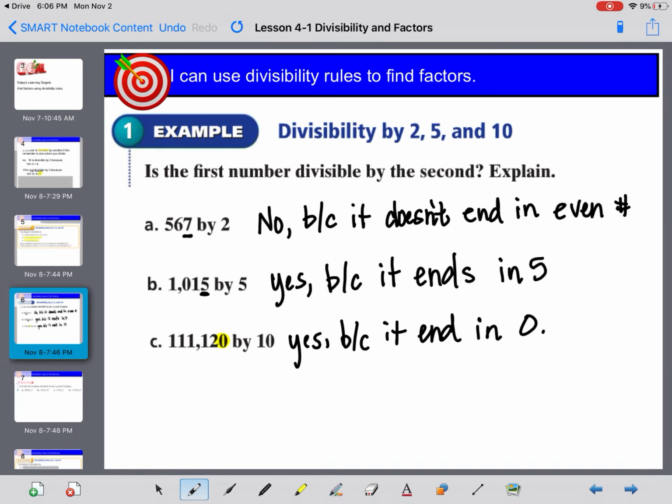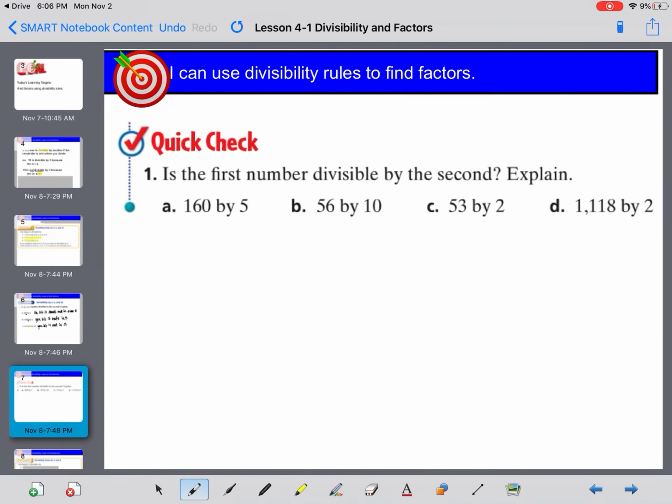All right, hopefully you have the hang of it. Make sure you reference back to our chart with the divisibility rules on it, and tell me if the first number is divisible by the second, and make sure to explain. Pause the video and come on back to compare.